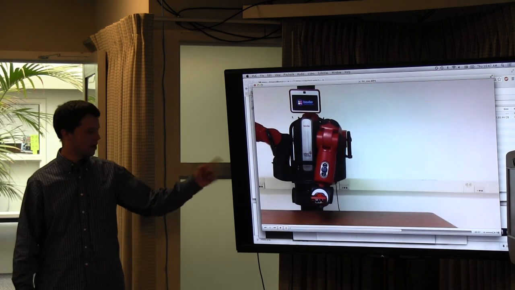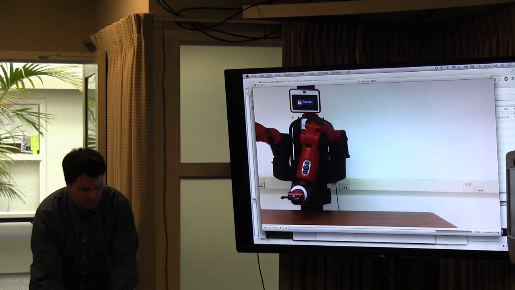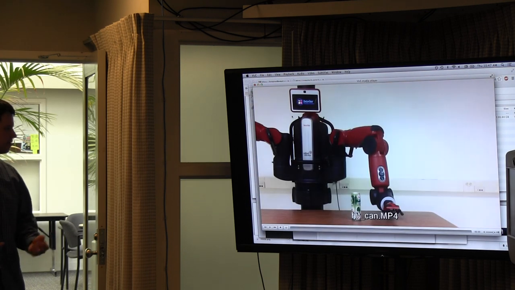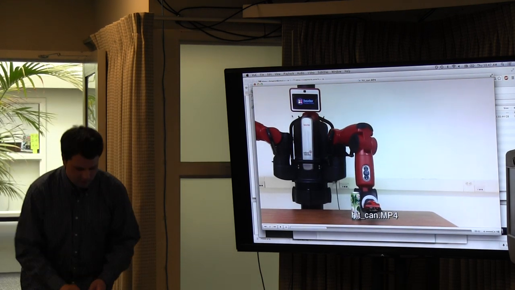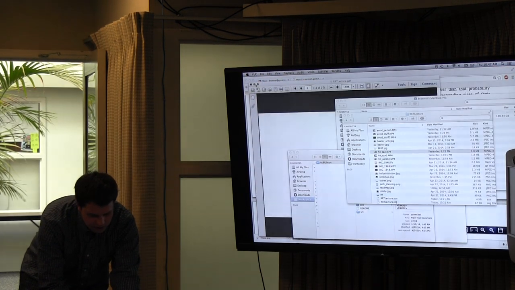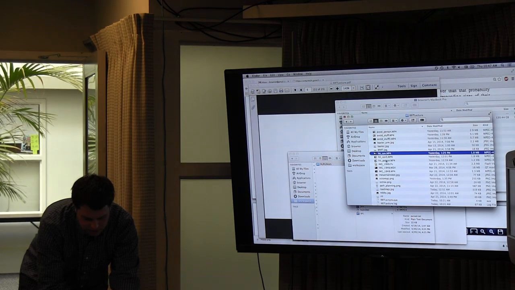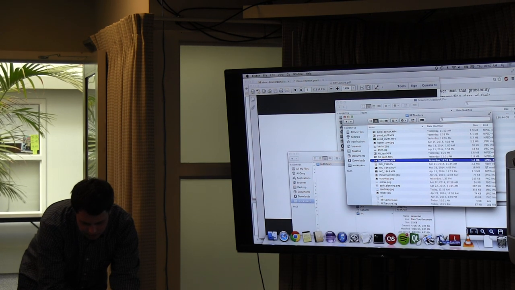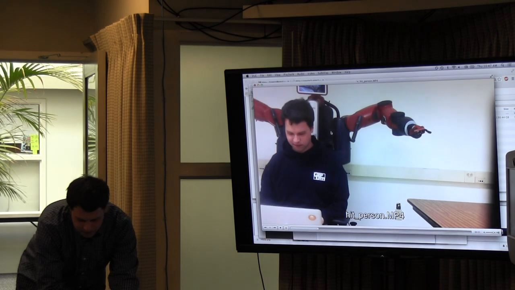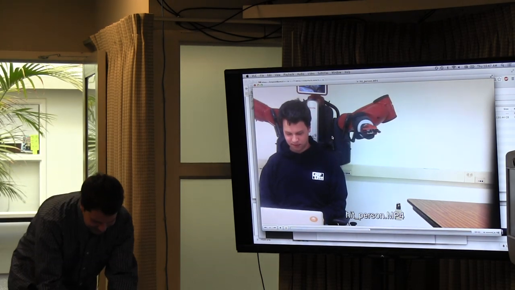Anyway, it's a robot that we just got downstairs to help us with research. And so collisions, of course, are a really bad thing, because people may be in the way.